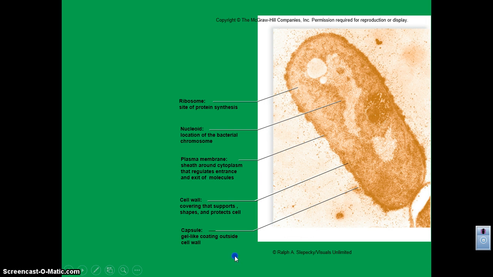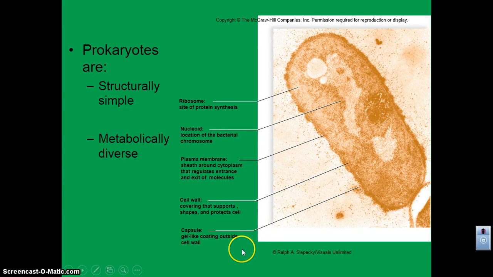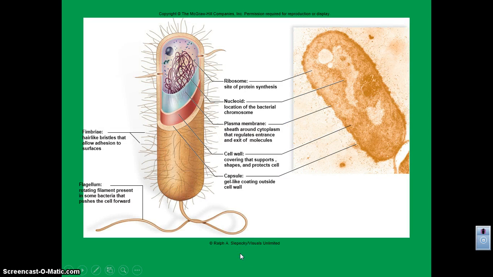This is a picture of an actual bacterium, and you can see the ribosomes, the nucleoid, the plasma membrane, the cell wall around that, and the capsule around the outside. They're very simple in structure, and they do a lot of different things metabolically. They can be adapted to most every type of environment, which we talked about when we discussed the archaea that are found in extreme places like thermal vents and the polar ice caps. This is just a side-by-side picture of the two that we've already looked at, showing you the similar structures.